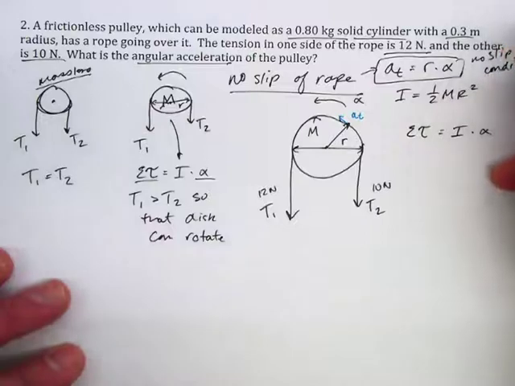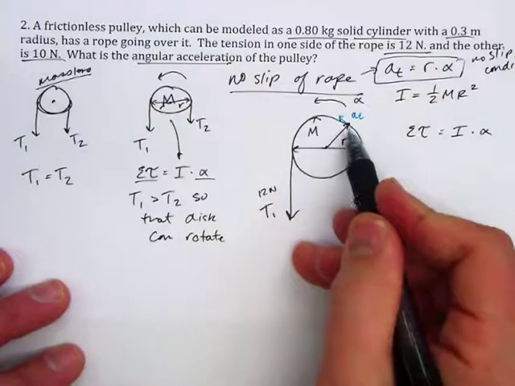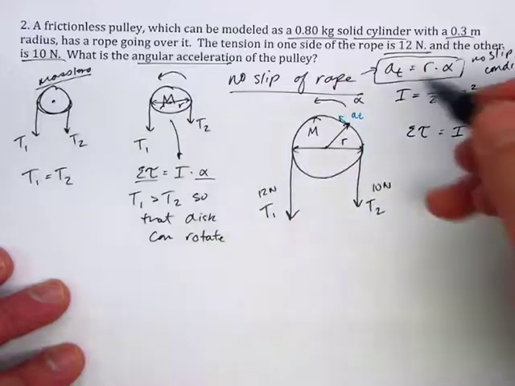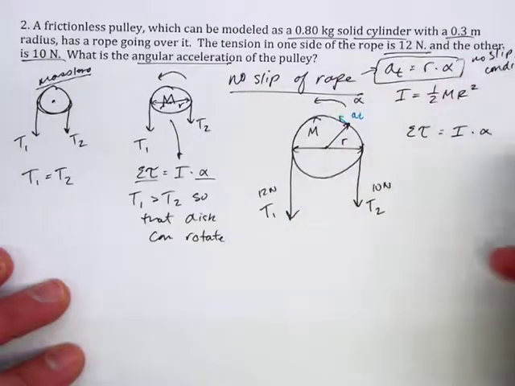Because if the rope were to slip, then the rope will be accelerating at a different rate than a point on the edge of the disc. But as long as it doesn't slip, this will be true. And where will this become important?